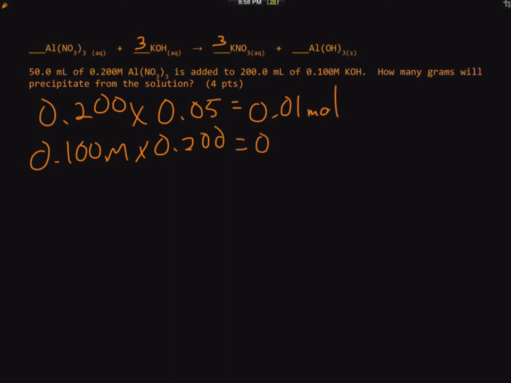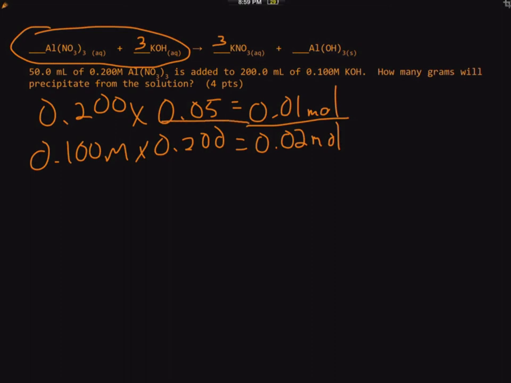We have 0.02 moles of potassium hydroxide. So we have more moles of potassium hydroxide, but according to the equation, we need 3 times as much potassium hydroxide as aluminum nitrate. And we don't have that. The ratio we have here is 2 to 1 instead of 3 to 1, which means that the potassium nitrate is going to be the limiting reactant in this problem.